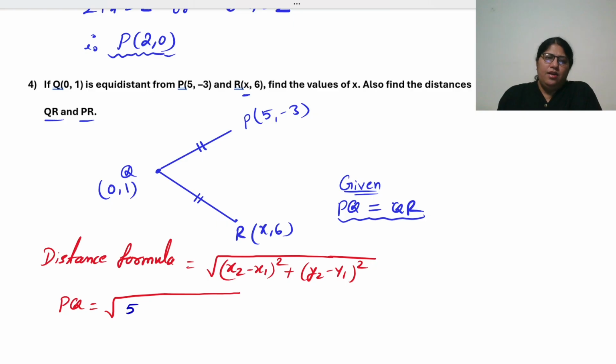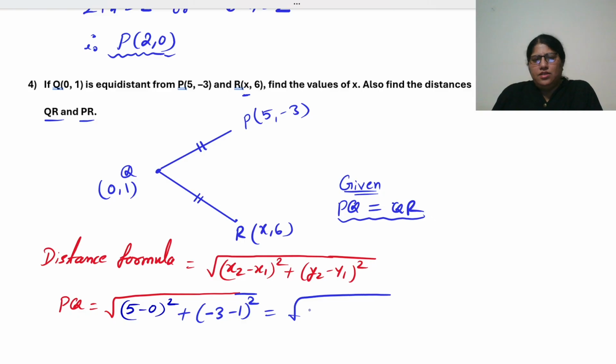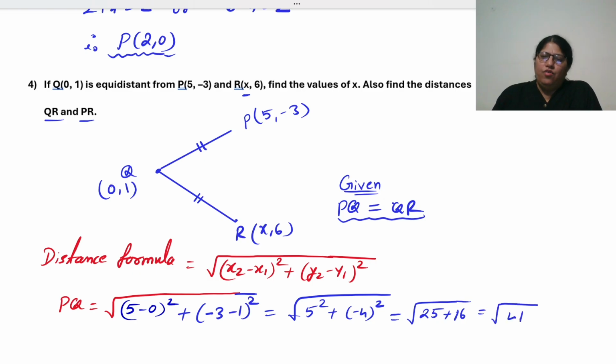So it will be (5 minus 0) whole square, which is x2 minus x1, plus y2 minus y1. What is y2 minus y1? So plus (minus 3 minus 1) whole square, right? If I simplify further, it is 5 square plus (minus 4) square, because there is a negative value, so make sure you are using brackets. So 25 plus 16, which equals root of 41 units, right? This is the length, we got it.